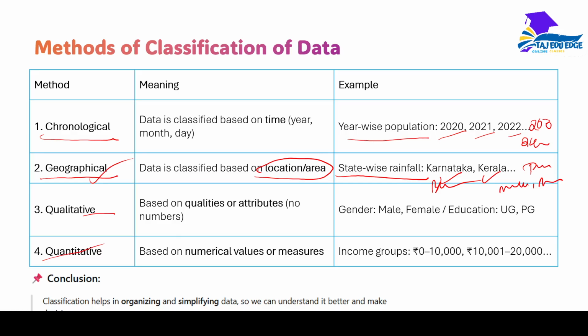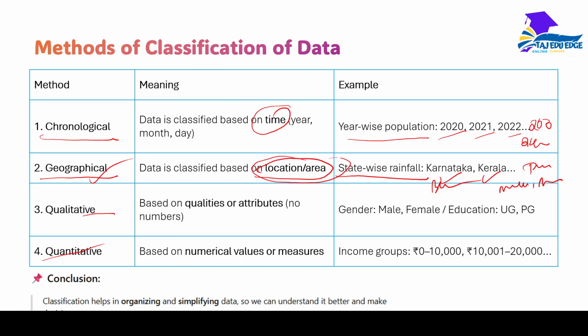I hope that you have understood the meaning of chronological and geographical. Chronological is when we are using year, month, day, something like that. Based on the time period, we are arranging it. That is what we call a chronology. When we are classifying the data based on the location, that is what we call a geographical classification of data.